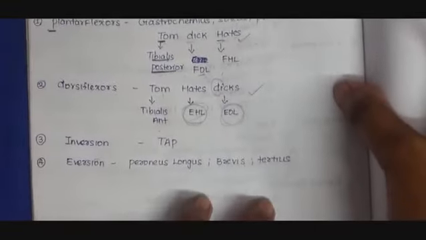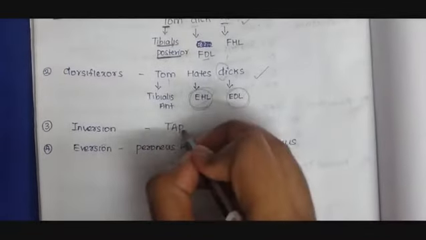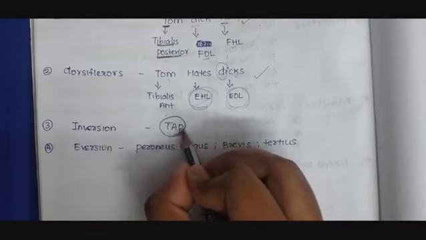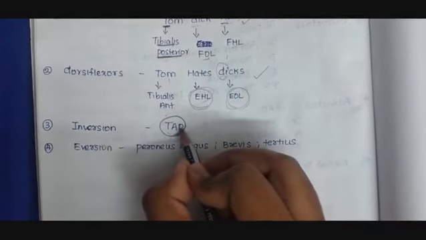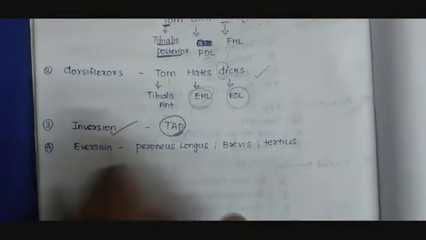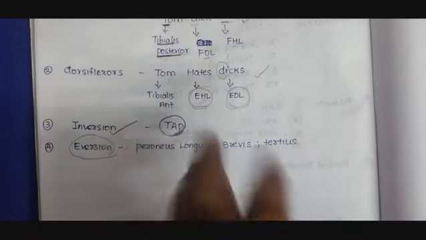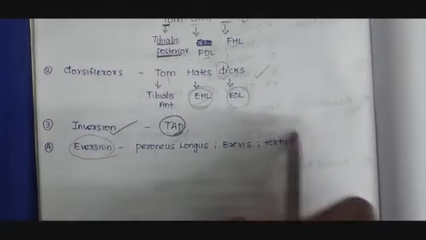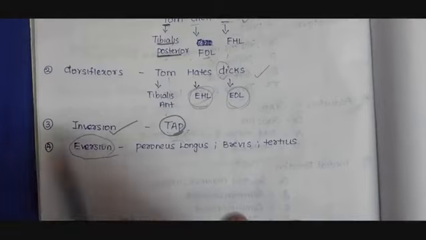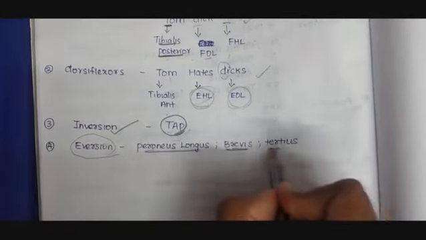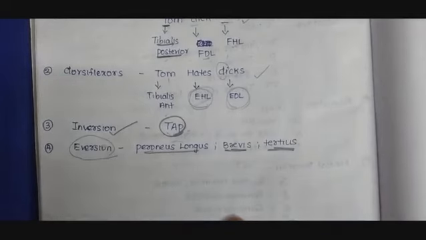In order to remember the inversion, you have to remember the mnemonic TAP. T stands for tibialis, A stands for anterior, and P stands for posterior. That is, tibialis anterior and posterior muscles are involved in inversion. Eversion is where your foot moves laterally, right, like this. So the lateral muscles are helpful in performing eversion, which are peroneus longus, peroneus brevis, and peroneus tertius muscle.